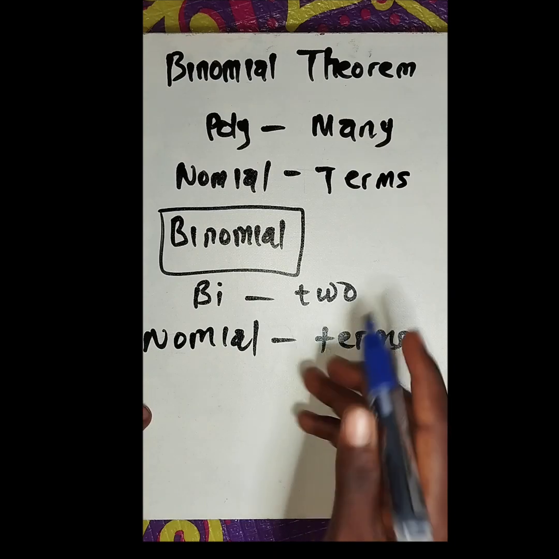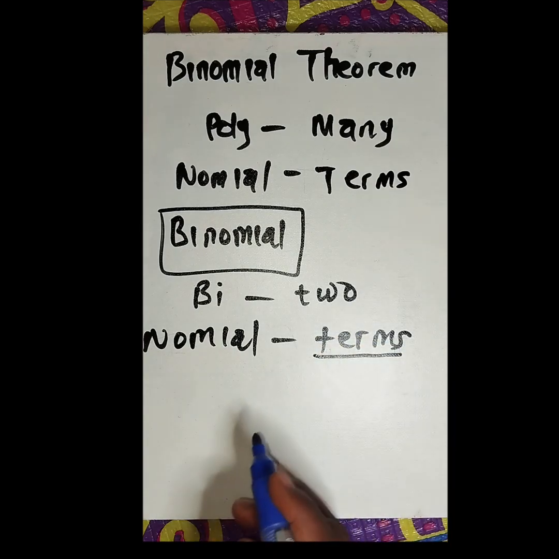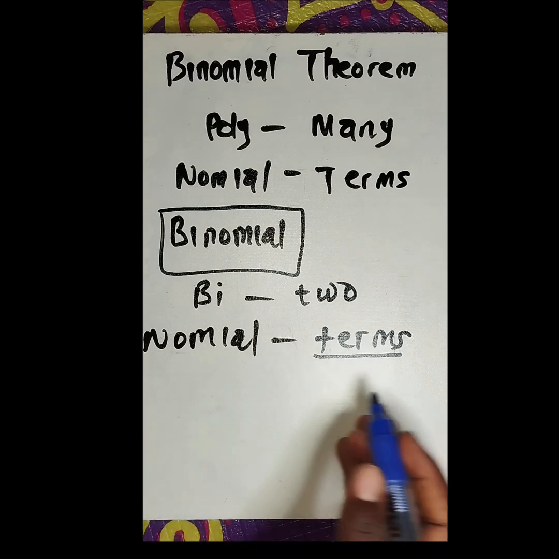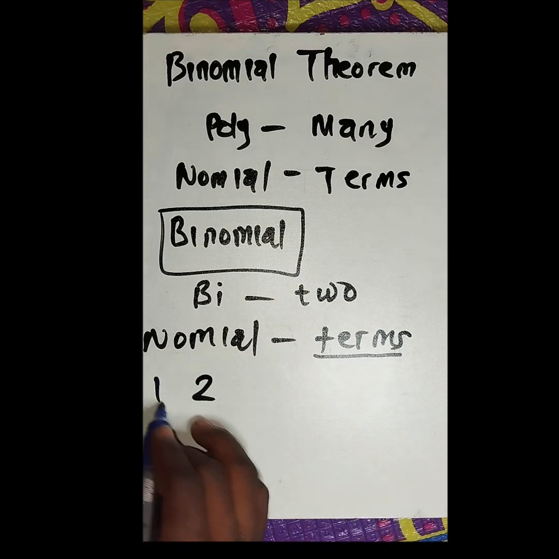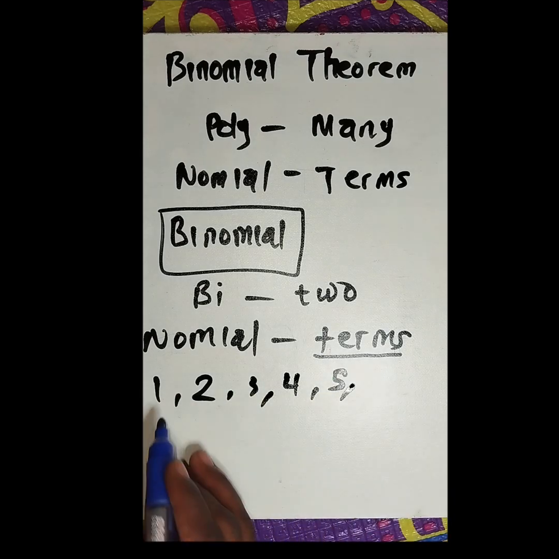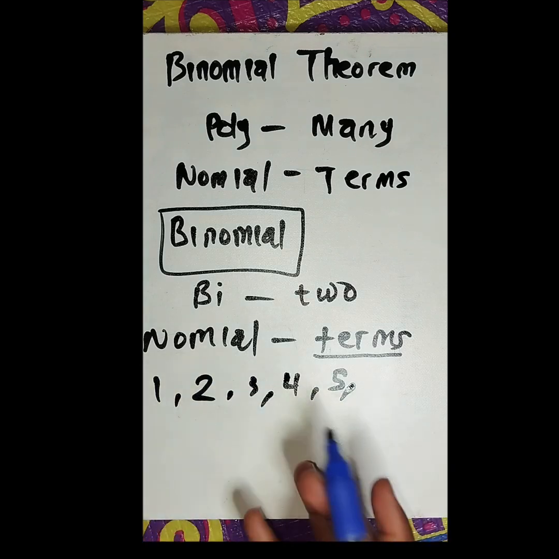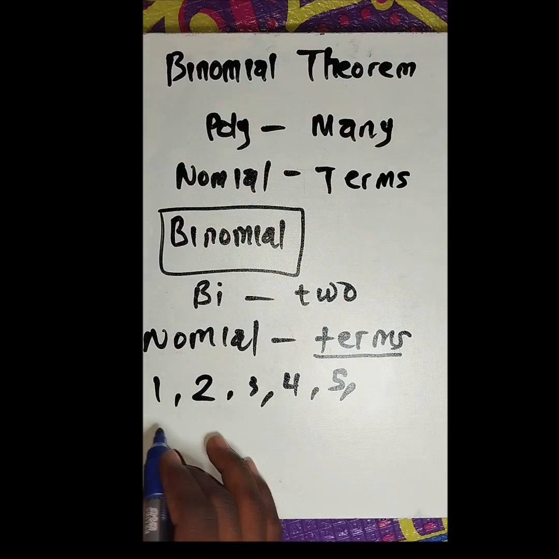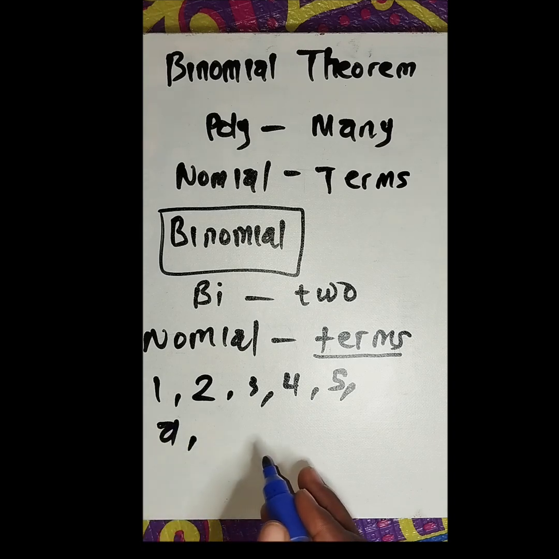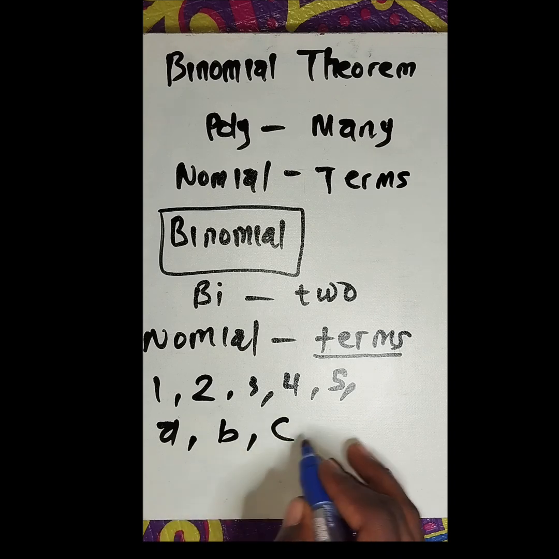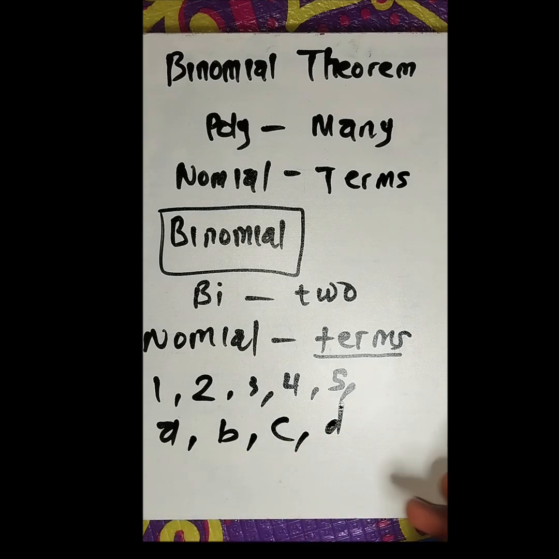Now let us quickly deal with this word, terms. What is a term? A term could actually be a number, your 1, 2, 3, 4, 5. They are all terms. These are single terms. Do you understand? So a term could also be a letter. Your a could be a term. Your b could be a term. c, a term. d, and so on.